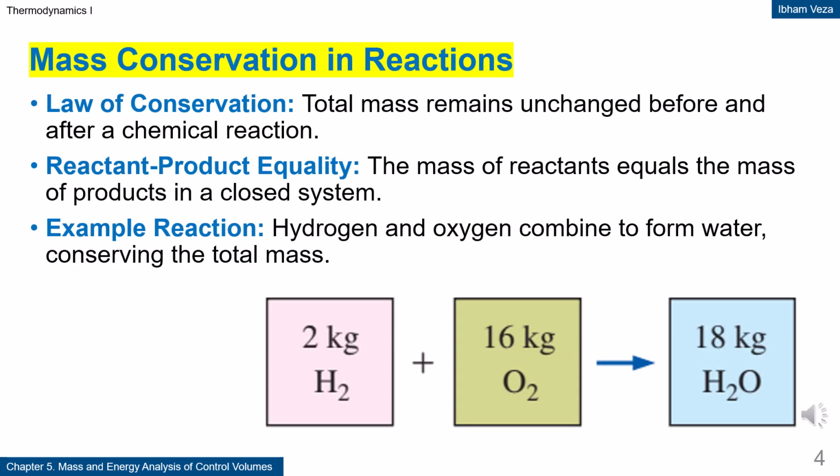Mass conservation in reactions. The law of conservation of mass states that total mass before and after a reaction remains the same. This principle applies to closed systems without mass loss. The hydrogen and oxygen reaction example shows that the product mass equals the total reactant mass. This concept becomes the foundation of all mass balance analysis. In flow systems, the same principle still applies even though the system form is different.